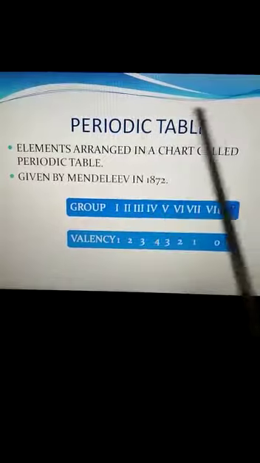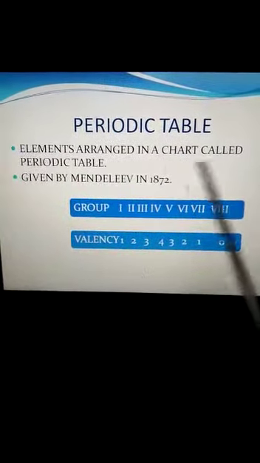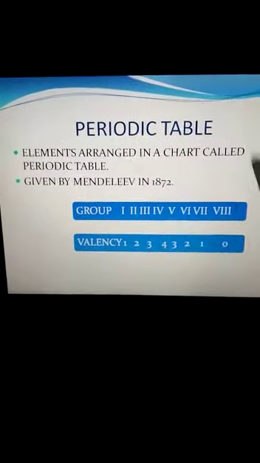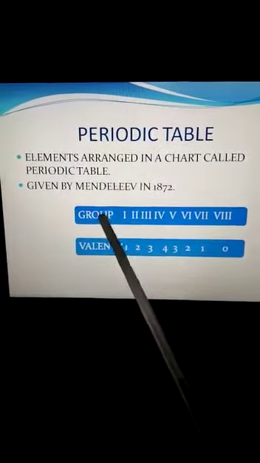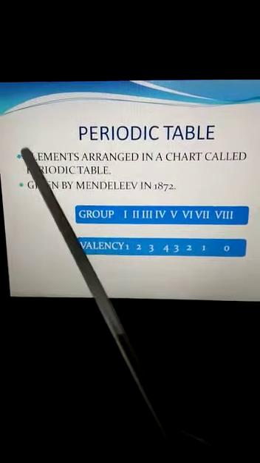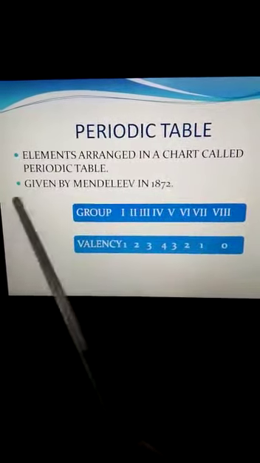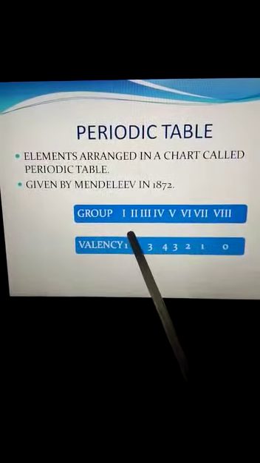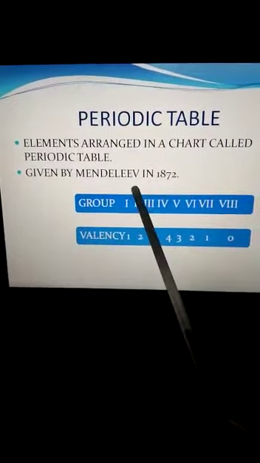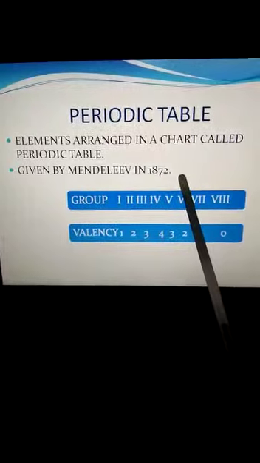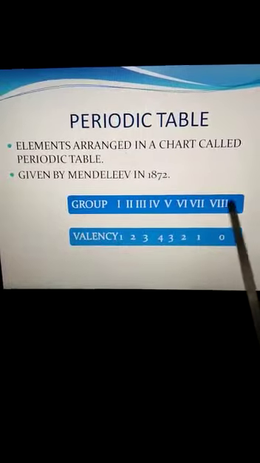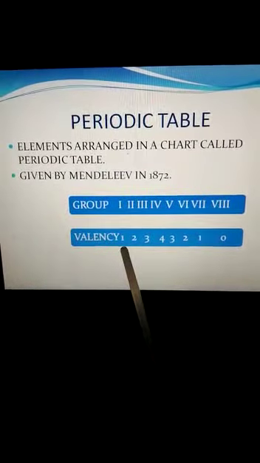Moving on to a little introduction to the format of the periodic table. It is a chart where the different elements we are talking about, sodium, chlorine, hydrogen, oxygen, all these elements, are arranged in a chart form vertically and horizontally. That is called the periodic table, given by Mendeleev in 1872. Here we have 8 groups: 1, 2, 3, 4, 5, 6, 7, 8. And let us see how the valency is distributed.